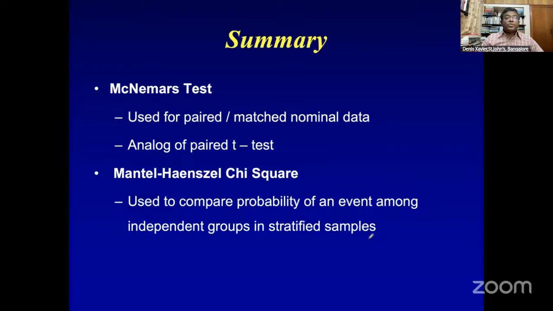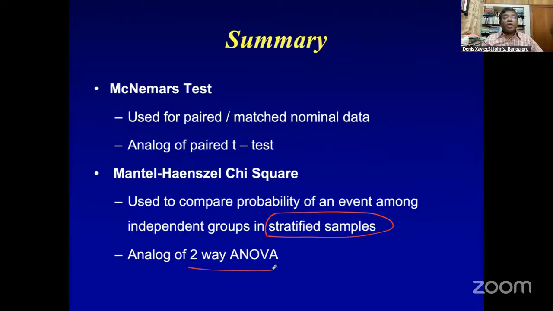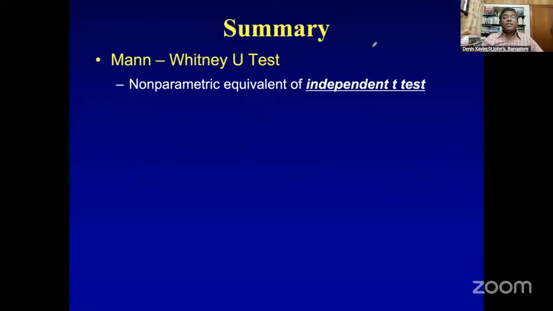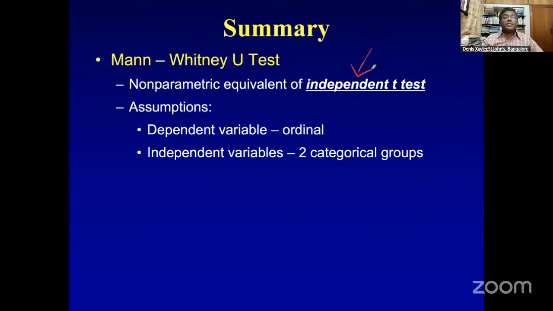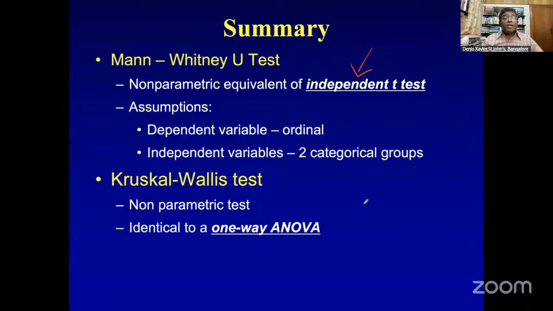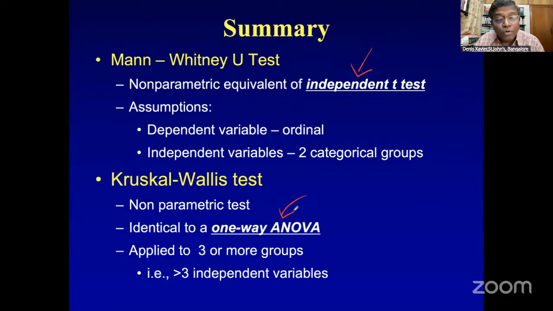The Mantel-Haenszel chi-square test is to compare the probability of an event occurring in stratified samples. Remember the example of migraine and gender, where we found that it was effective irrespective of gender. It's an analog of the two-way ANOVA. The Mann-Whitney U test is similar to the independent sample t-test. These are the assumptions that we have. Finally, the Kruskal-Wallis test is a non-parametric test identical to a one-way ANOVA, applied to 3 or more independent groups. That's what I wanted to share with you today.